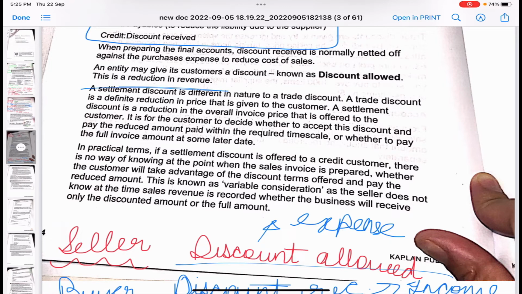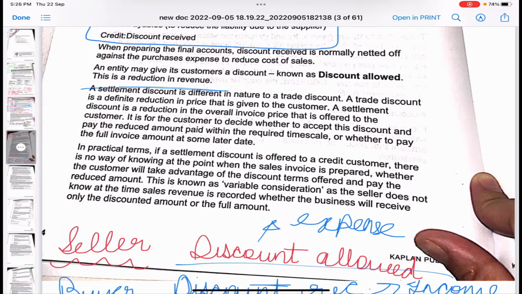A trade discount is a definite reduction in the price that is given to a customer. A settlement discount is a reduction in the overall invoice price that is offered to a customer. It is for the customer to decide whether to accept this discount and pay the reduced amount paid within the required time scale, or whether to pay the full invoice amount at some later date. So whenever you get a trade discount, that is something which is happening so that you buy more quantity. So there we are not opening any new account. We will just deduct the trade discount from the value, and that is what will be shown in the books.